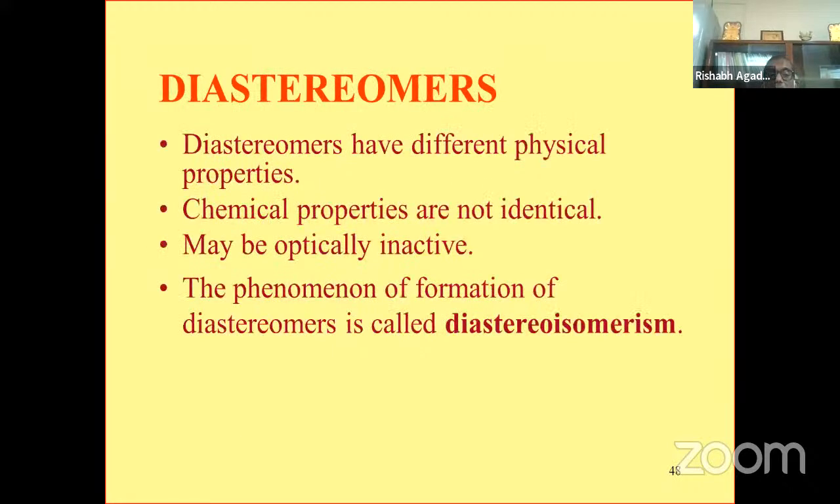Now here in that case, diastereomers have different physical properties, are not identical and may be optically inactive, and the phenomena of formation of diastereomers will be called as diastereomerism. So diastereoisomerism, in that way you can have it, the phenomena.